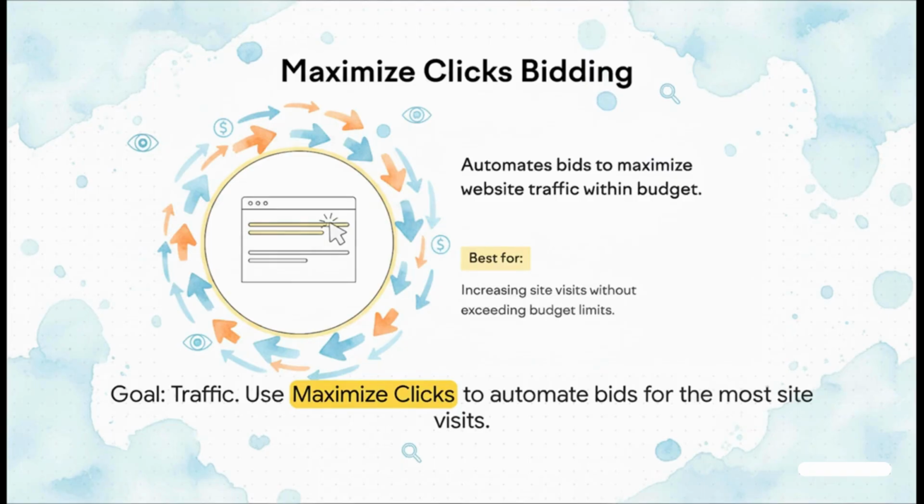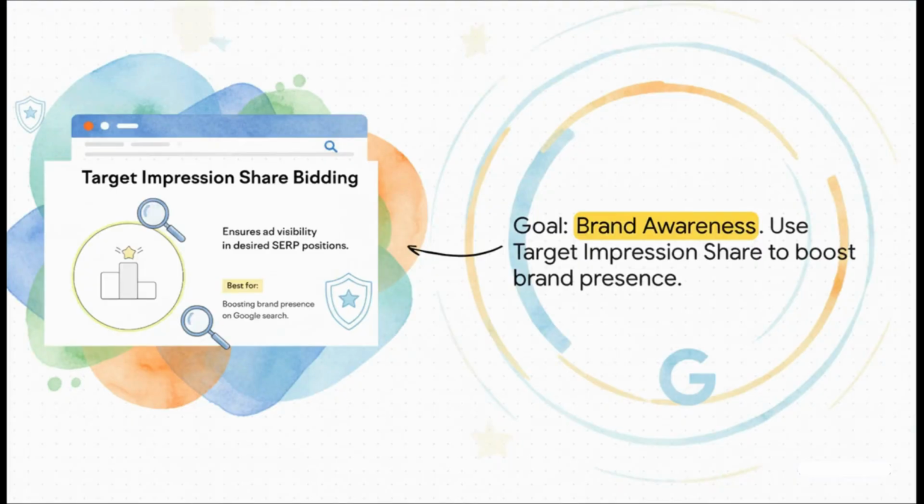So if your main goal is just to get as many eyeballs on your website as possible, maybe for a new blog post or something, you'd probably use Maximize Clicks. Google's AI then goes to work to get you the most possible traffic for whatever your daily budget is. Simple enough.